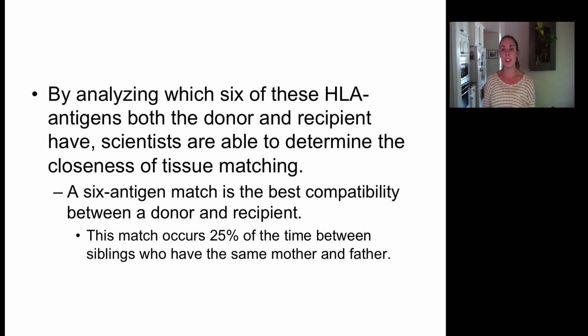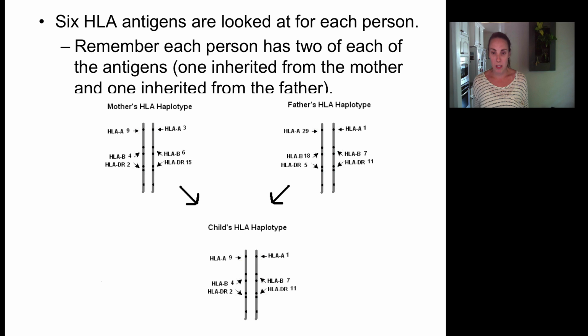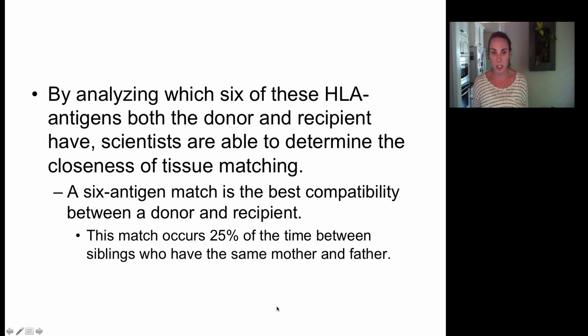By analyzing which 6 of these HLA antigens both the donor and the recipient have, scientists are able to determine the closeness of tissue matching. A 6 antigen match is the best compatibility between a donor and a recipient. This match occurs 25% of the time between siblings who have the same mother and father. Once again, you're doing probability: the probability of getting 2 children with this exact haplotype is only 25%. But you want as close a match as you can get in order to get a successful transplantation.